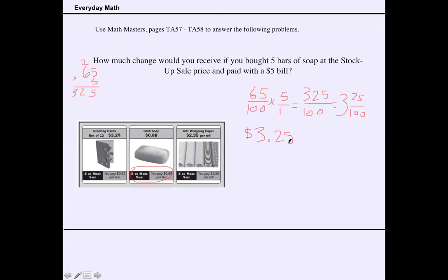Now I got the first part. How much does 5 bars of soap equal? But I now have to find out how much change that is. And I paid with a $5 bill. So I am going to have to do $5 minus 3.25.